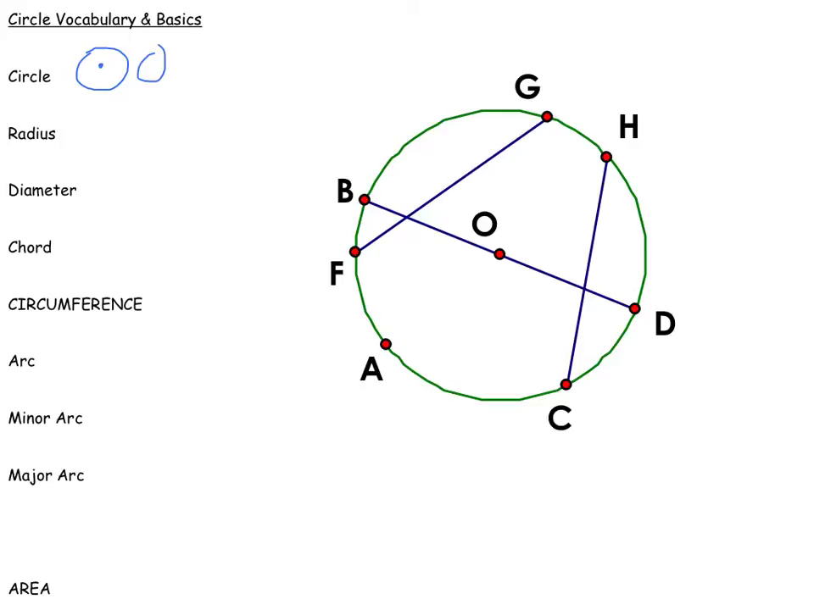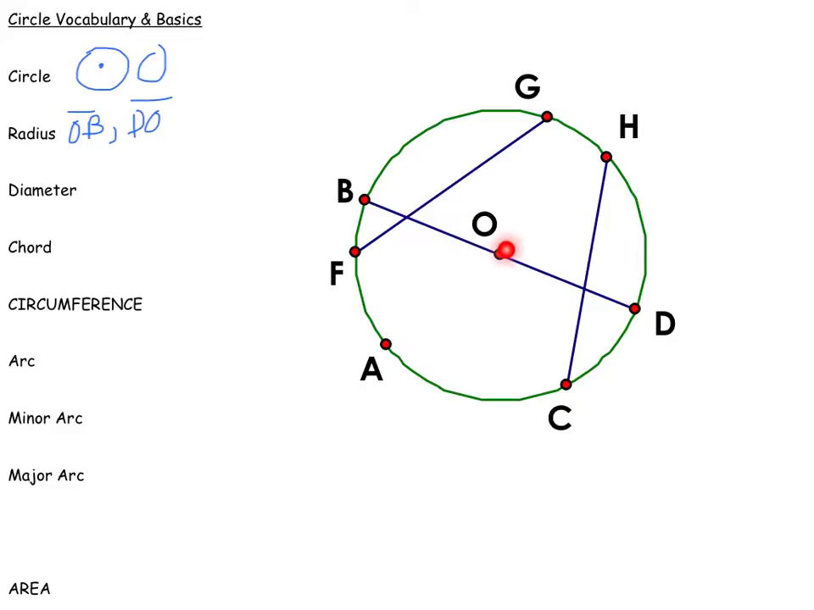Okay, so a radius starts at a center and goes to the edge of a circle. So here's a couple examples. OB, that's a radius. Similarly, DO is a radius. So again, you have to start from the center and go to the edge of the circle, just like OB does and DO does, or OD or BO, whatever you want to call it.